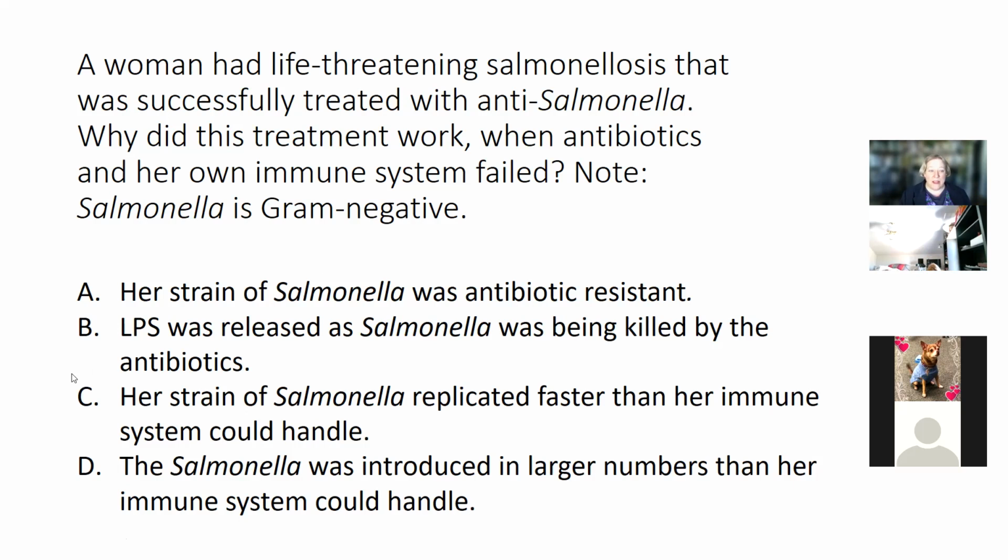The next favorite answer was her strain of Salmonella replicated faster than her immune system could handle. That's also a possibility. There are some strains of Salmonella that are able to avoid the innate immune system, and so they replicate more and cause more problems. Her LPS, lipopolysaccharide, which is a virulence factor of gram-negative bacteria, remember it's a part of the outer membrane, was released as Salmonella was being killed by the antibiotics. That's also a probability.